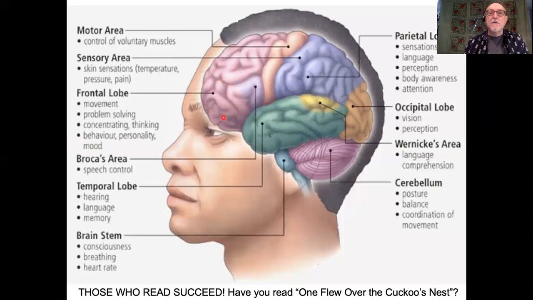Is there anything else I want to tell you about the frontal lobe? Yes. Just keep your eye on this, the Broca's area. I'm going to mention this in a while when I talk about coordination between areas.